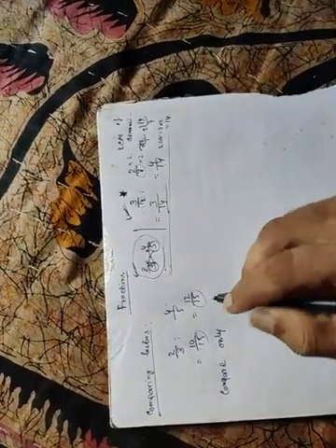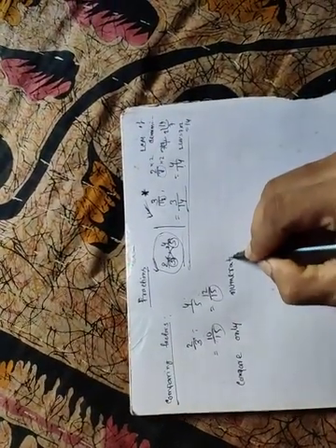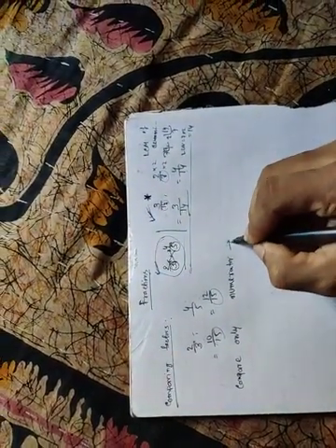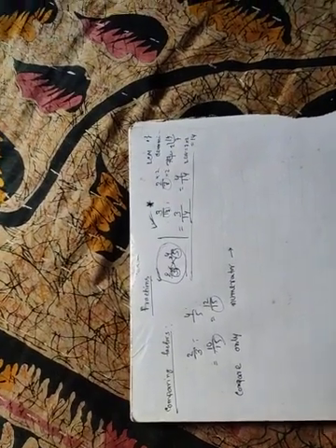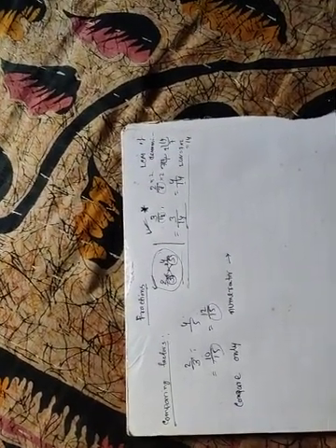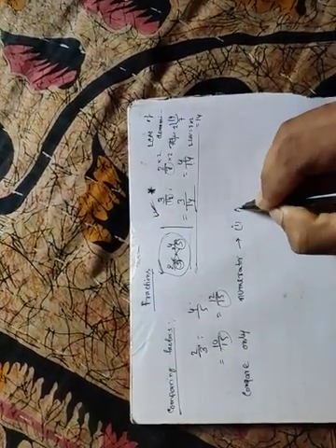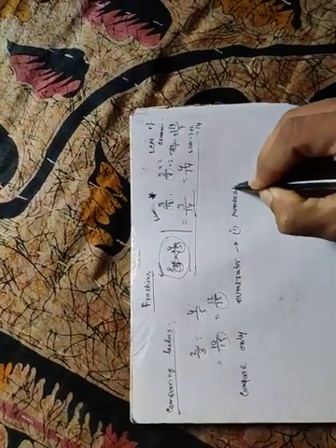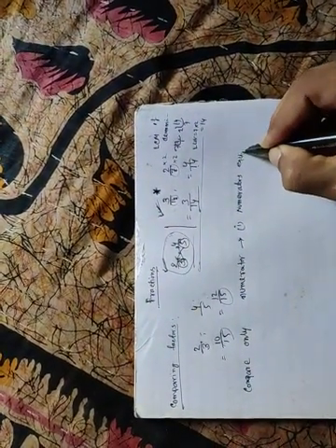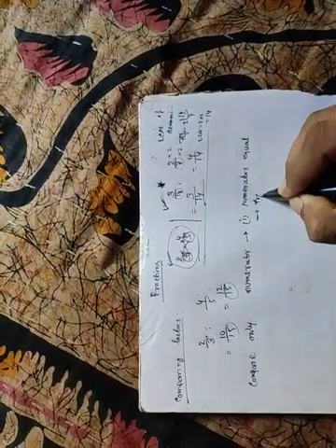You have to compare only the numerators. That means if the numerators are equal, then the fractions are equal. So I am writing first: numerators equal means fractions are equal.